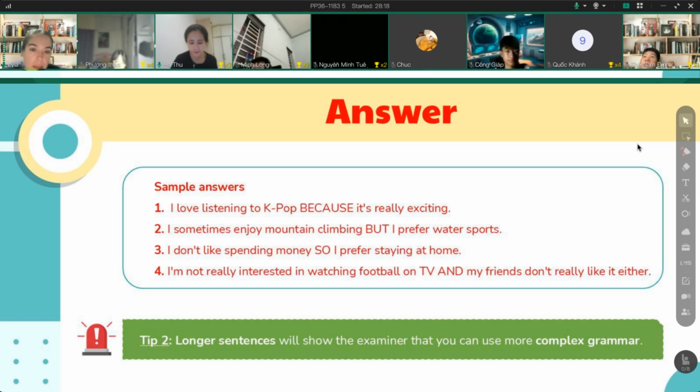I love listening to K-pop because it's really exciting. I sometimes enjoy mountain climbing, but I prefer water sports. Number 3, I don't like spending money, so I prefer staying at home. So was what they used. I'm not really interested in watching football on TV, and my friends don't like it either.